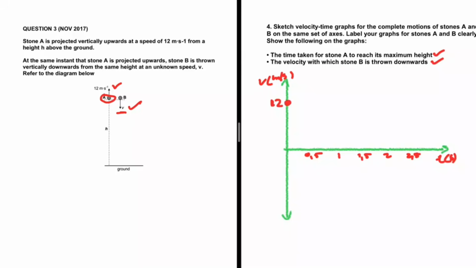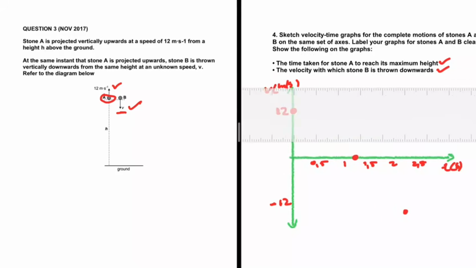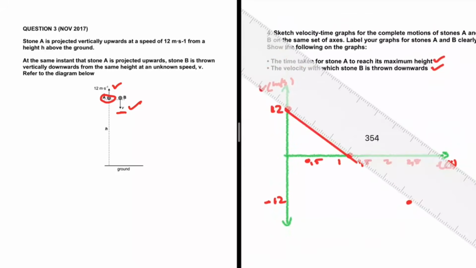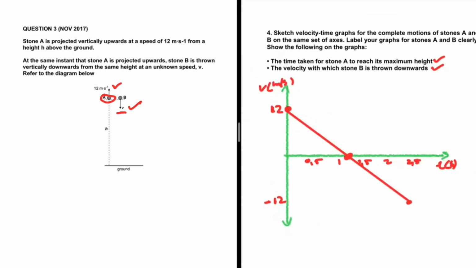So this is its initial position, its initial velocity when t is equal to 0. And then in 1.22 seconds, its velocity is equal to 0, right? Because it reaches its maximum height. It starts going down until it passes its initial position when t is equal to 2.44. Okay, we know that for sure. And then its velocity should be minus 12 when it passes its initial position. So let's go ahead and join those dots. There we go. This is the graph for stone A.